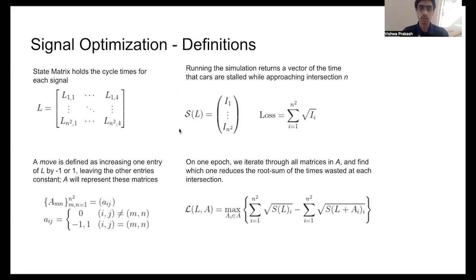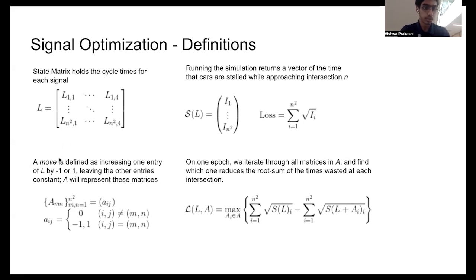This simulation will return 2 things. 1, the time lost at each intersection, so that's what I1 to IN squared represents. And then a total loss, which is the sum of the square root of I sub I. The reason we're using square root is so that we penalize a lot of cars waiting for a long time over an individual car waiting for a long time.